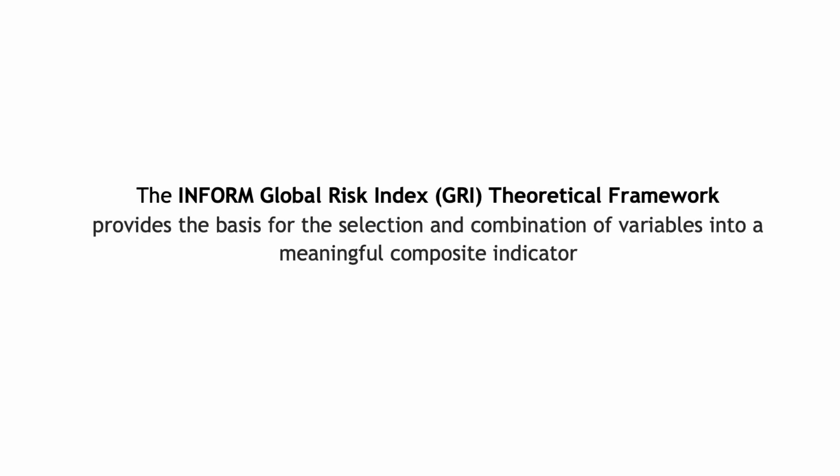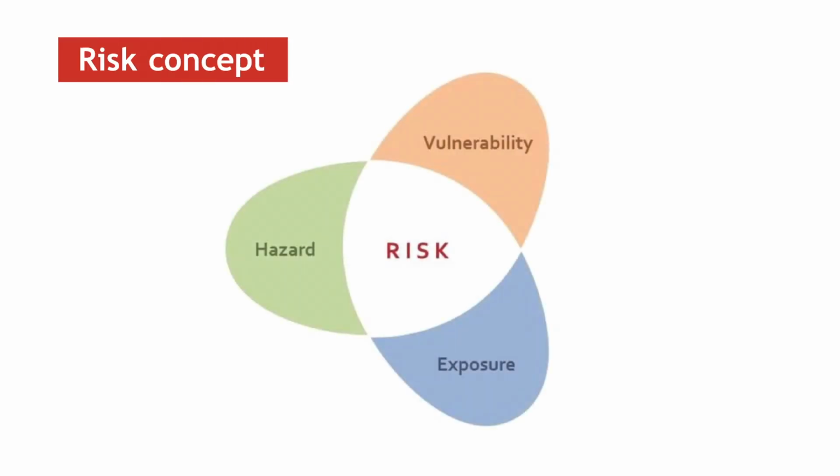As we introduced in Module 2, the development of a theoretical framework is the first step for completing the INFORM Risk Index. The theoretical framework provides the basis for the selection and combination of variables into a meaningful composite index. The INFORM Global Risk Index theoretical framework is a good starting point, but we must adapt some components to fit our local context. The INFORM Global Risk Index is based on risk concepts published in scientific literature.